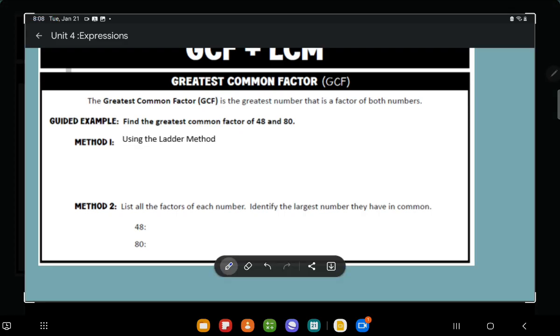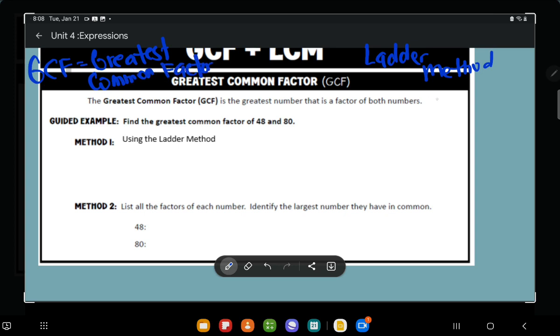Nope. All right, so we're going to use the ladder method. We're trying to find the greatest common factor and the least common multiple. GCF is the greatest common factor, and LCM is what we call the least common multiple.